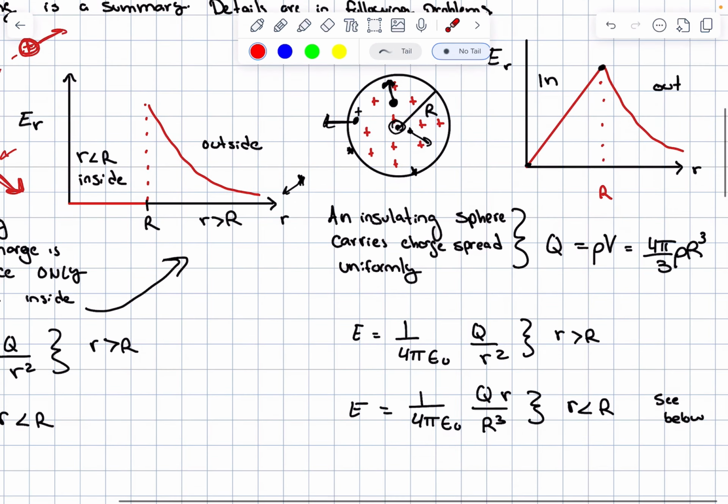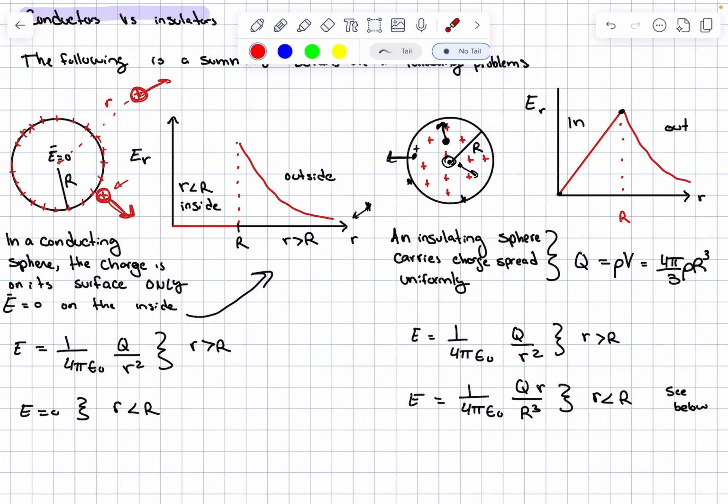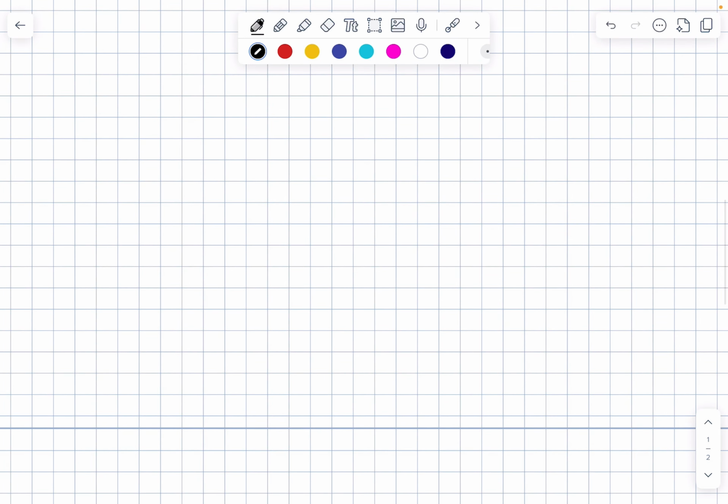So here, when we're inside of the sphere, my electric field is going to be this. Now I'm going to go over where we get this equation from. And then when we're outside, again, we're going to have the same equation as before, Q over 4 pi epsilon naught over R squared.